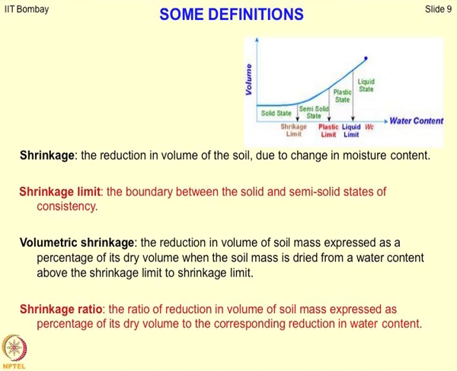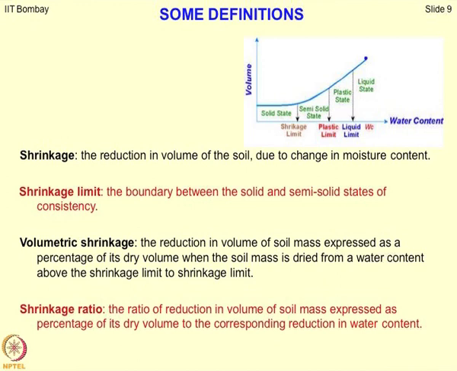What is volumetric shrinkage? The reduction in volume of the soil mass expressed as a percentage of its dry volume when the soil mass is dried from a water content above the shrinkage limit to the shrinkage limit. These are classical definitions. What is shrinkage ratio? The shrinkage ratio is the ratio of reduction in volume of the soil mass expressed as percentage of its dry volume to the corresponding reduction in water content.